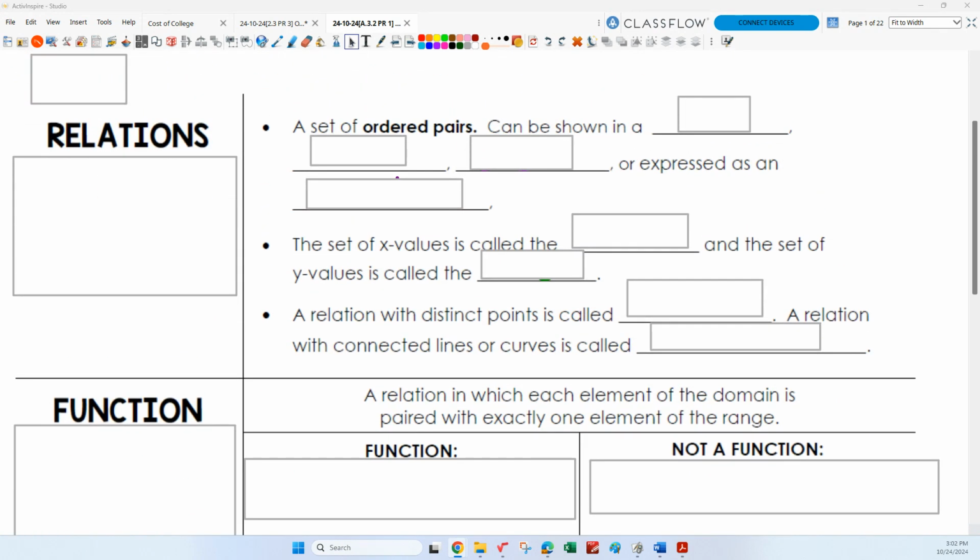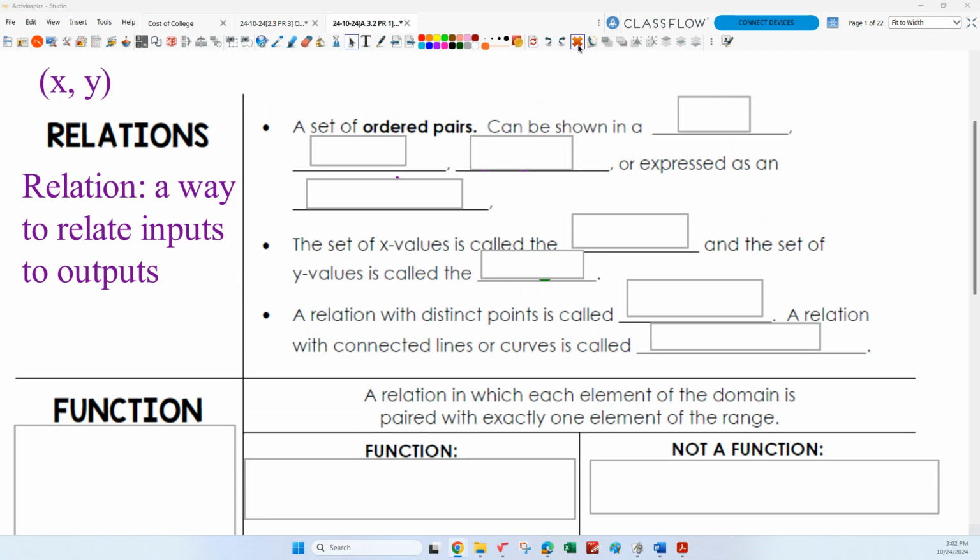Well, first of all, a relation is just a way to relate inputs to outputs. That's it. We need some organized way to take input numbers and calculate output numbers, right? That's what the relation does. You've seen this a lot of times when you deal with ordered pairs. When we have an ordered pair, we're inputting what, x or y values? X values, and we calculate or output y values, right? Based on the equation, whatever y is equal to.